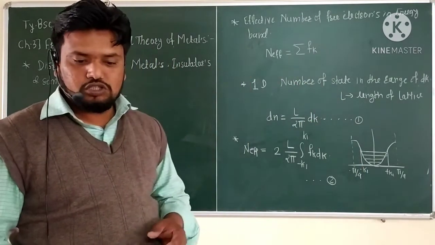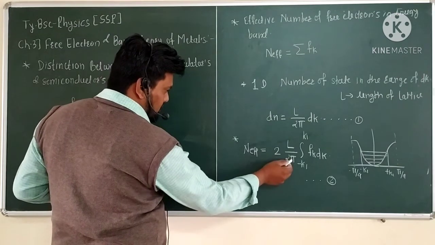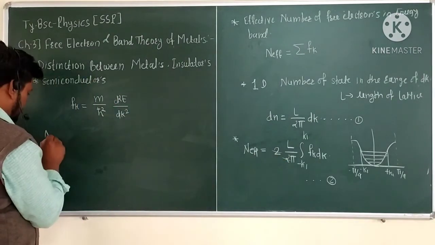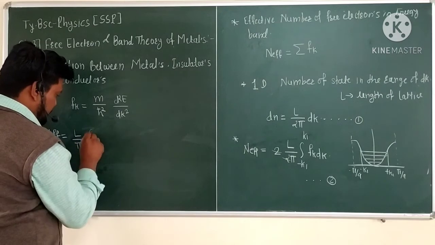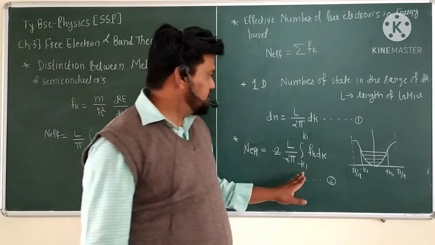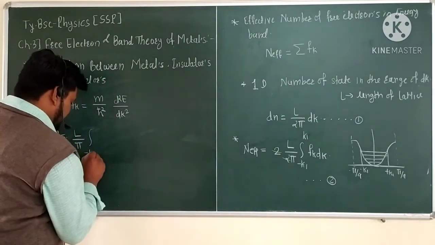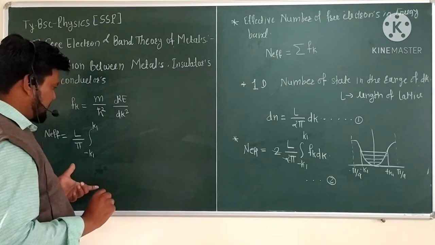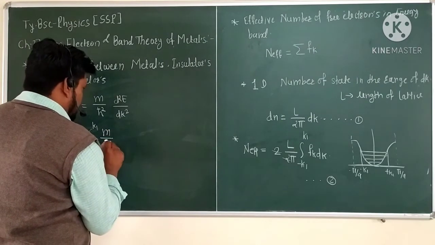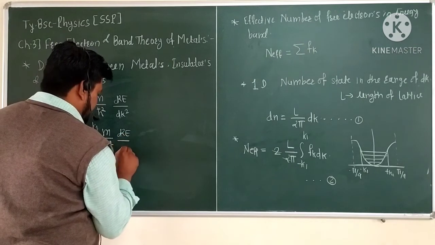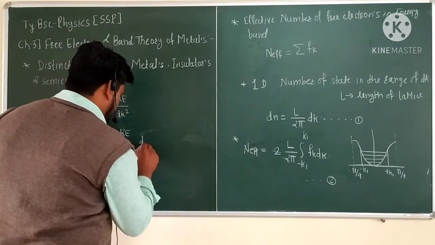Putting this value in equation number 2, we see that a 2 is present in the numerator and a 2 is in the denominator, so that 2 gets cancelled. That gives the formula n effective equal to L upon pi times the integral with limits minus k1 to plus k1. This is an even function in the limit of integration, with f(k) being m upon h cross square d square E divided by dk square, into the integration with respect to dk.